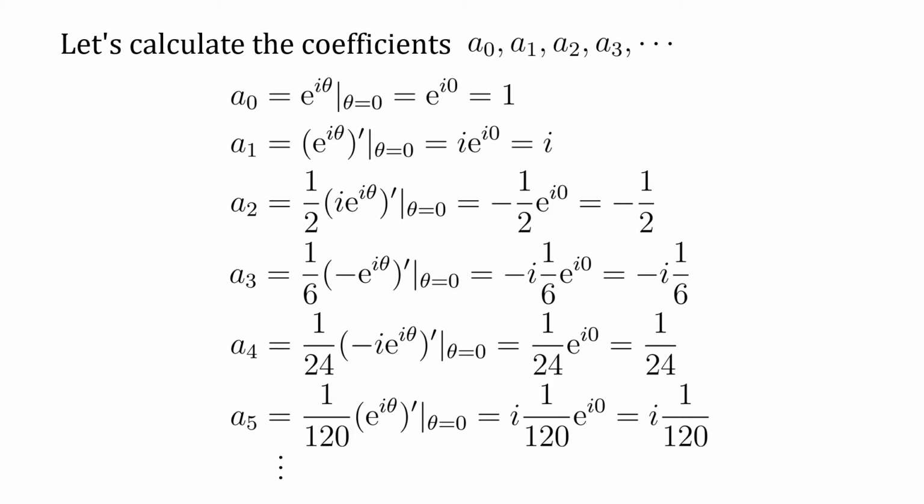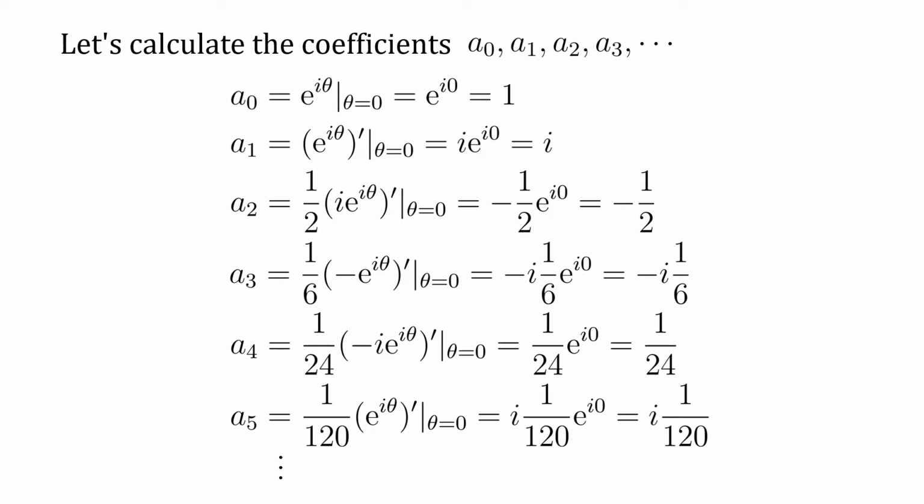Let's calculate the coefficients a0, a1, a2, a3, etc. a0 is equal to e^(iθ) at θ = 0, which is e^(i0) = 1. a1 is equal to the derivative of e^(iθ) at θ = 0, which is i multiplied by e^(i0) = i. a2 is equal to 1/2 multiplied by the derivative of i e^(iθ) at θ = 0, which is -1/2 multiplied by e^(i0) = -1/2.